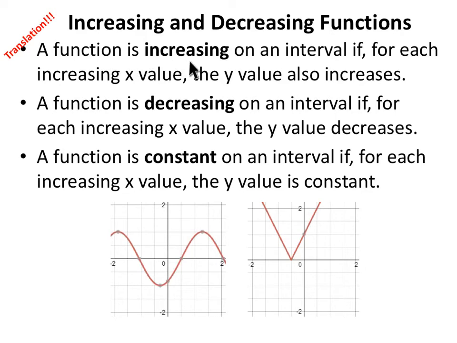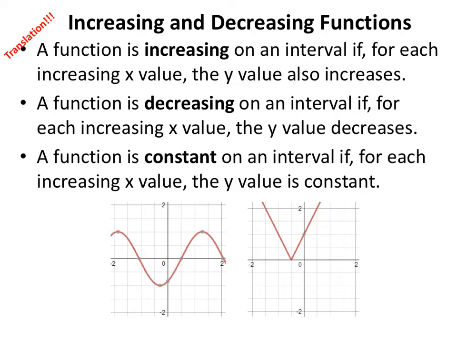So a function is increasing on an interval if, for each increasing x value, the y value also increases. So as x increases, or moves to the right, y should also be increasing. So if I look at this first function here, it's increasing from the bottom of this valley to the top of that hill, right? On this other function here, it is increasing from this V point, that vertex, on to infinity, okay?